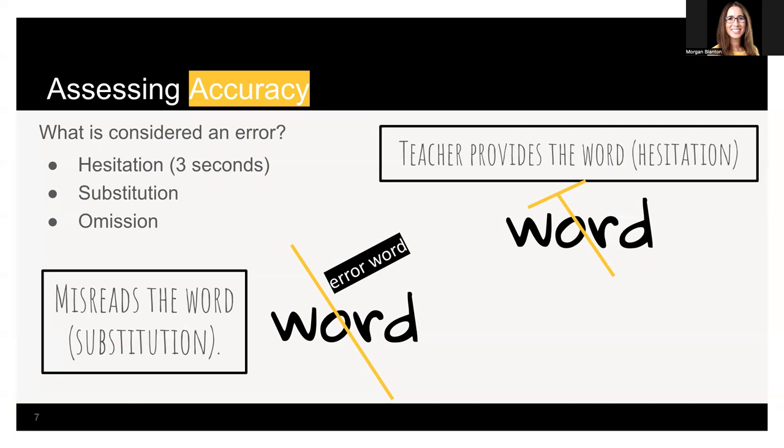And so here you see that if you're doing this paper pencil version, you might want to write the error word and then slash the word that they missed. So for example, if the word were there and the student said three, I would slash the word there and I would write the word three. So that is considered an error.